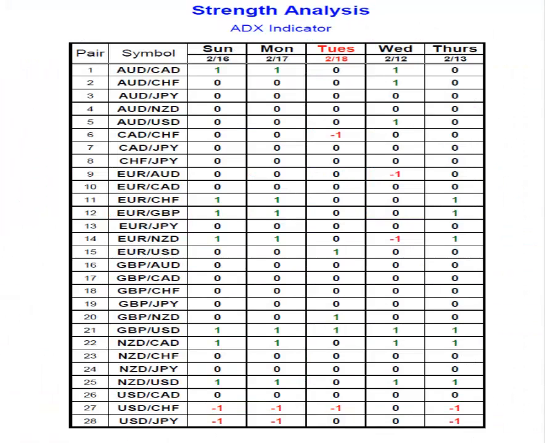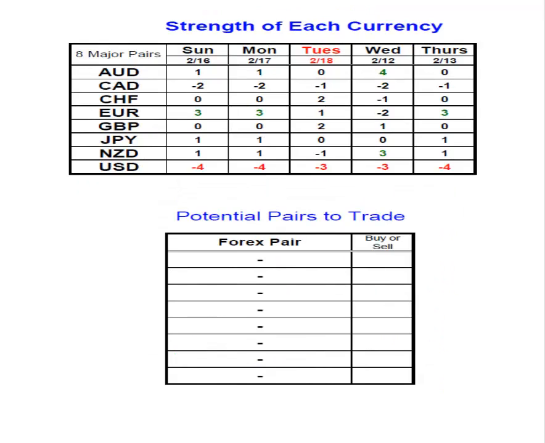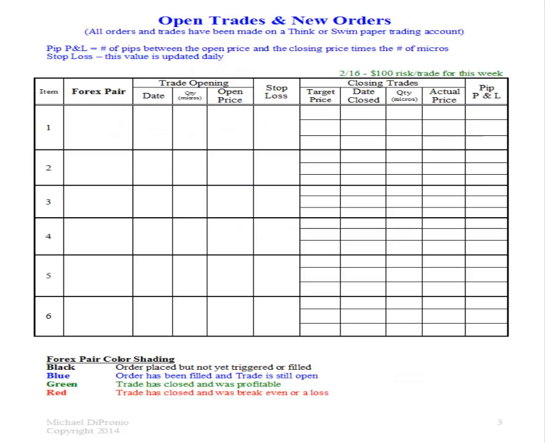Here's the ADX analysis chart for Tuesday, February 18th. Please compare this with the results of your analysis. From the ADX analysis and the strength calculator, we have the following currency strengths. There aren't any strong currencies, but there is one weak currency, so there aren't any qualified pairs today.